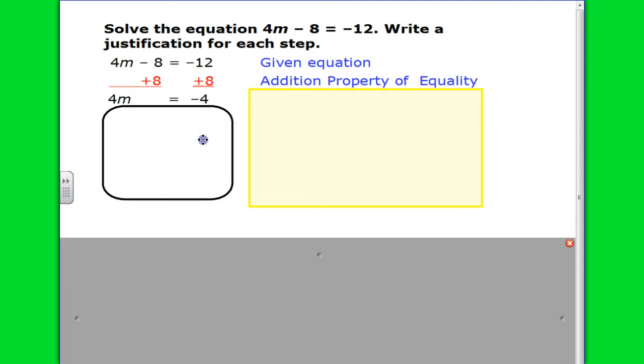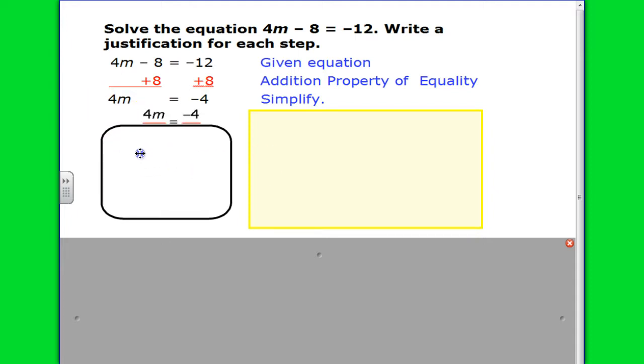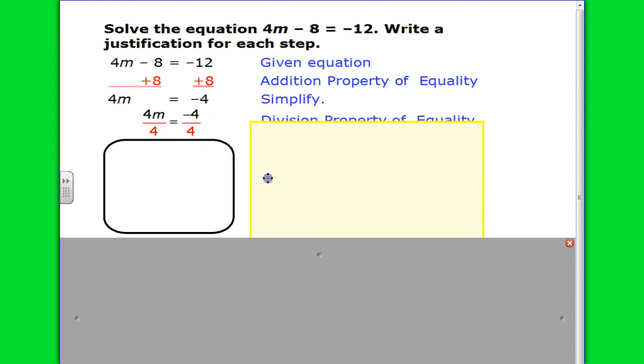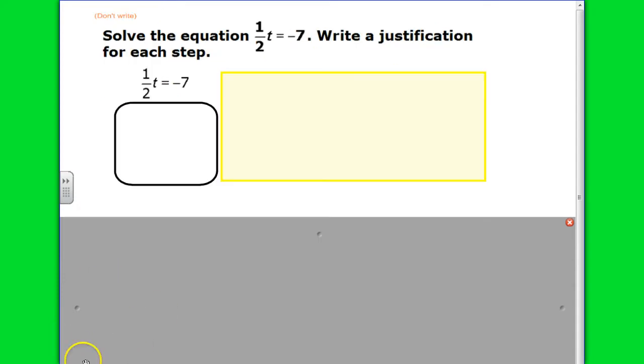We're going to now simplify. This is what we have left. Okay, 4m equals 4. To isolate m, what will we do? You got it, divide by 4, right? And that's the division property of equality. Finally, we can simplify and say that we have m equals 1. Ta-da! We've given our justification for solving that equation. You try this one and come back and check your work.